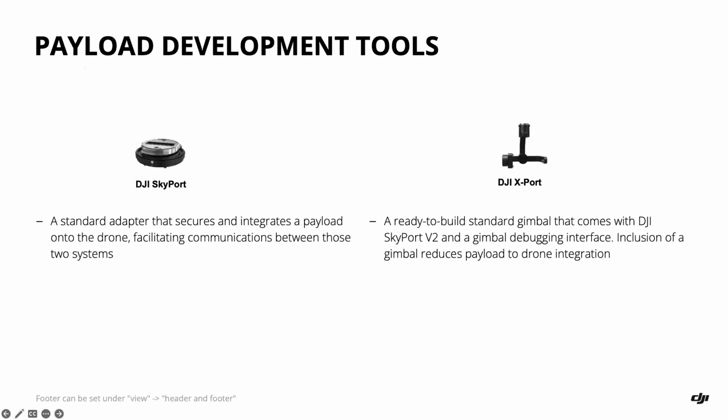Some of the payload development tools we offer include the DJI Skyport and DJI Export. The Skyport is a standard adapter that secures and integrates a payload onto the drone, facilitating communication between the two systems. The Export is a ready-to-build standard gimbal that comes with DJI Skyport version 2 and a gimbal debugging interface. Overall, inclusion of this gimbal reduces the payload to drone integration timeline along with the Skyport, allowing the developer to focus on other necessities.